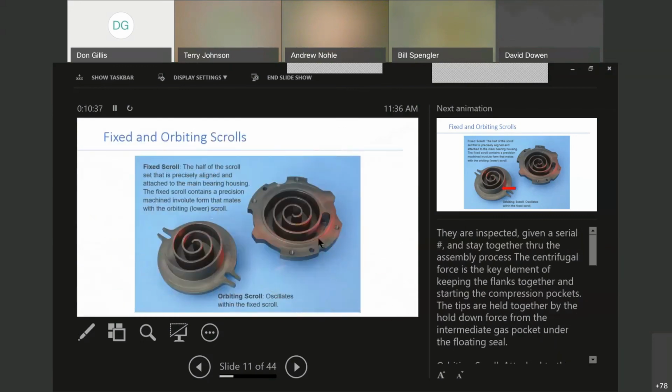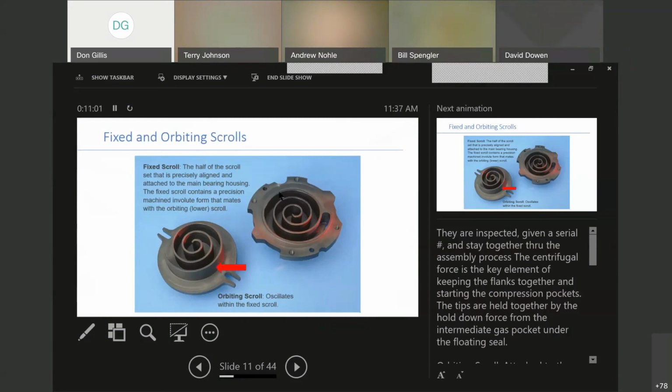Here is the fixed scroll on the right and the orbiting scroll on the left. The orbiting obviously oscillates within the fixed scroll. It is the moving part. We call this the fixed scroll, and I usually use quotation signs when I'm talking to a class, but it does move vertically 1 millimeter, and we'll talk about that a little bit.